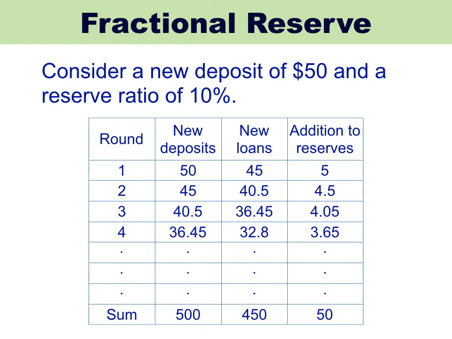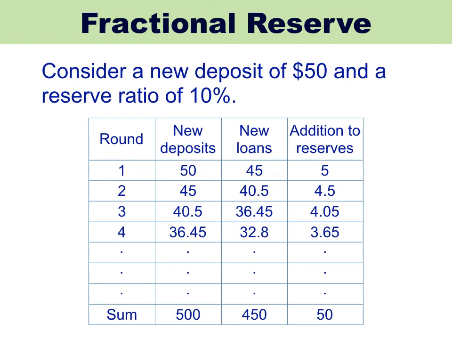And then that $45 becomes a deposit at some other bank, or maybe even the same bank. And of that $45, the commercial bank keeps $4.50. They lend out the other $40.50, which becomes a deposit somewhere else. This cycle continues to repeat itself. And ultimately, we find that there are going to be new deposits of $500.